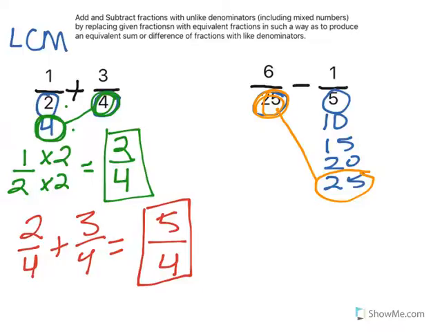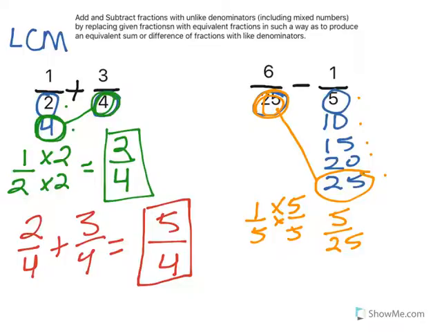So I have 1, 2, 3, 4, 5 times to get that. So it's 1/5 times 5. And then whatever we do to the bottom, we have to do the top times 5. So we have 1 times 5 is 5, and 5 times 5 is 25, which is our common denominator.